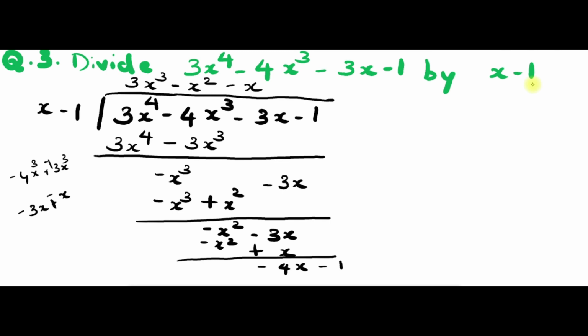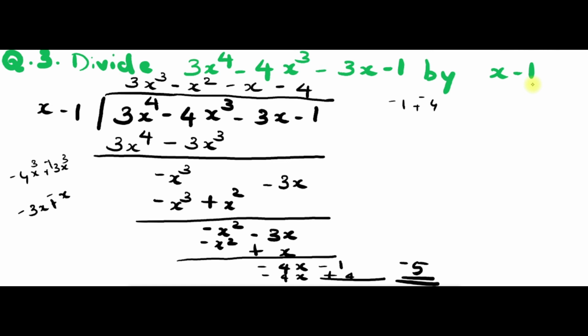Minus 4x divided by x is equal to minus 4. Minus 4 into x is equal to minus 4x. Minus 4 multiplied by minus 1 is equal to plus 4. So, minus 1 minus 4 is equal to minus 5. So, I got my remainder as minus 5.